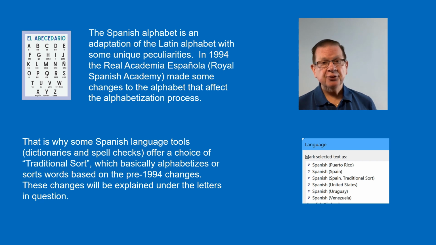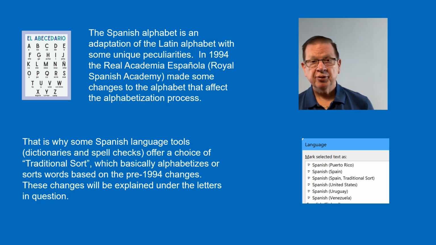In 1994, the Real Academia Española made some changes to the alphabet that affect the alphabetization process. That is why some Spanish language tools, dictionaries and spell checks, offer a choice of traditional sort, which basically alphabetizes or sorts words based on the pre-1994 changes.